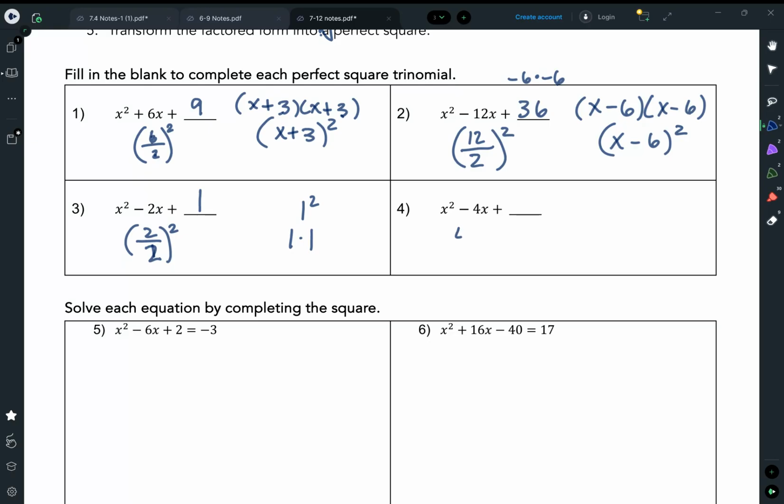And the last one, 4 divided by 2 and then squared. 4 divided by 2 is 2, and 2 squared is 4. So now we're going to follow those steps from up above.